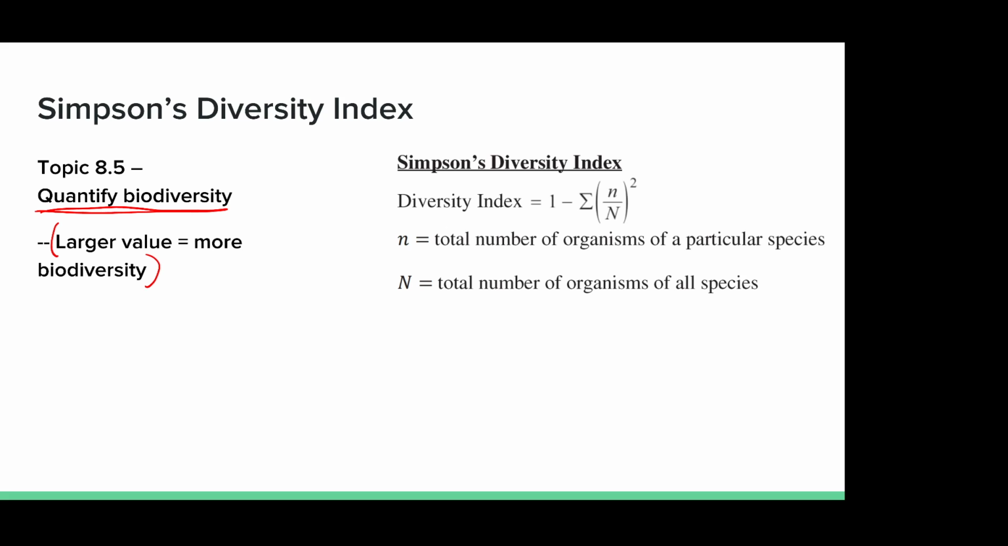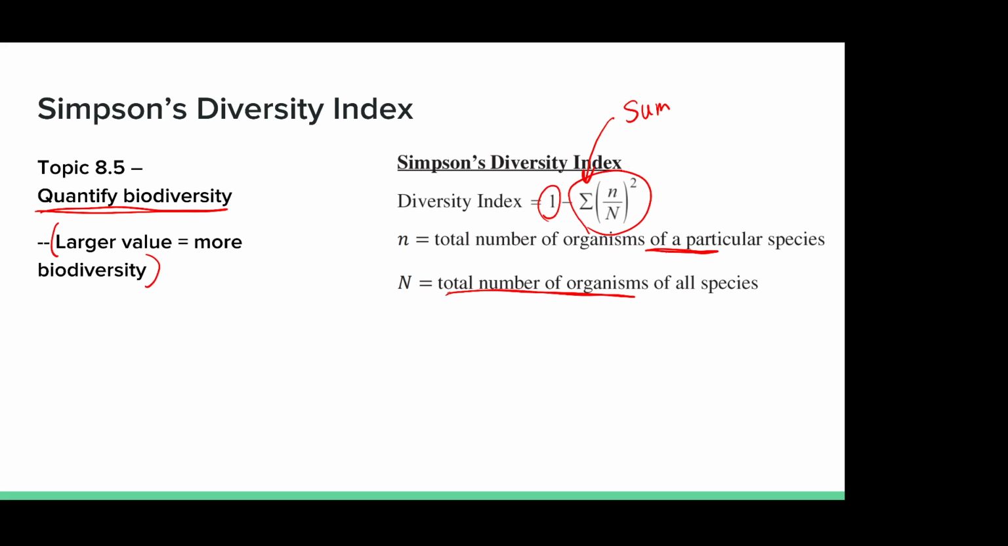Anyway, the diversity index equals 1 minus some weird factor. Now, you might be asking yourself, what is that weird factor? Well, sigma just means sum. So we're going to do this for each of the species. Little n is the total number of organisms of a particular species, and capital N is the total number of organisms.